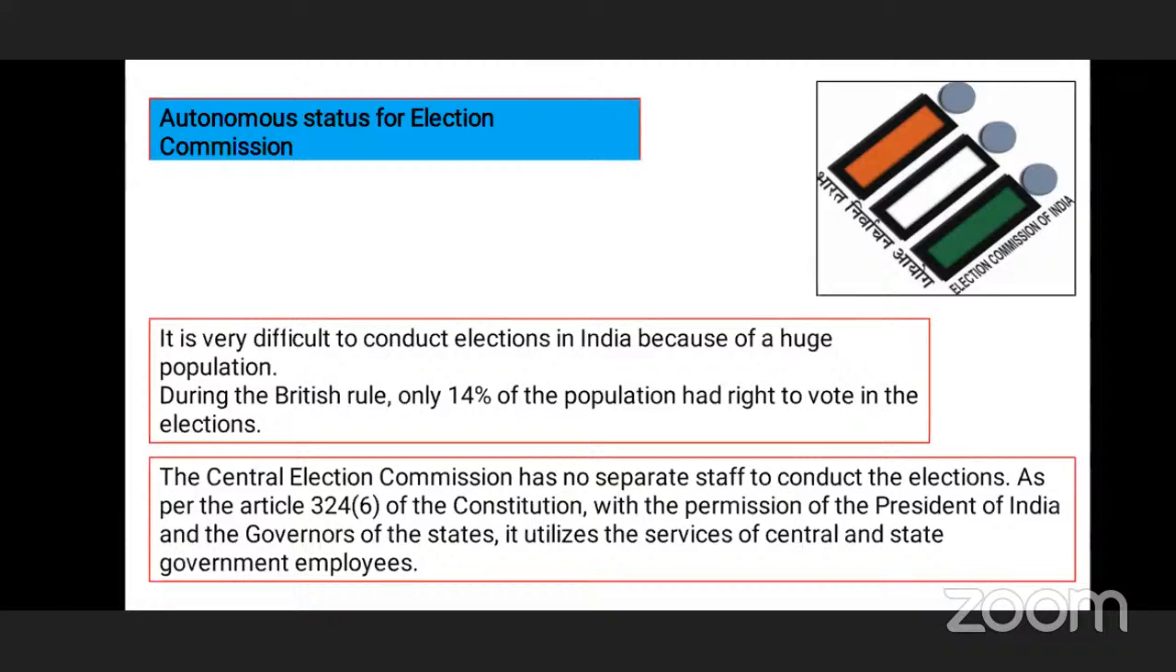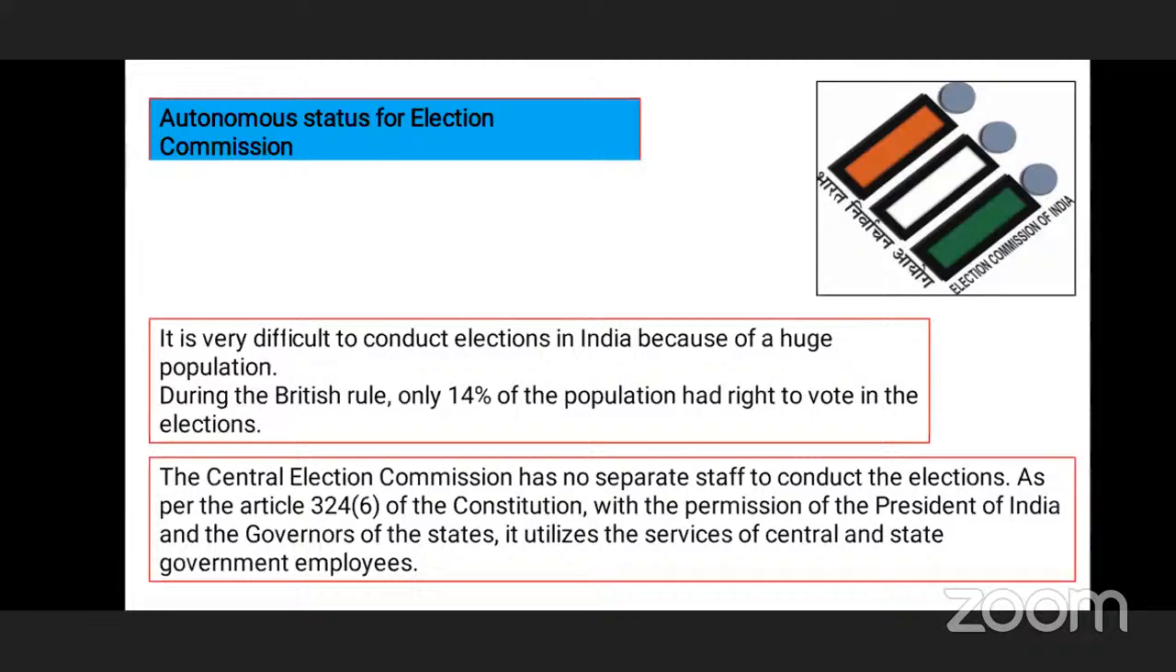After the Election Commission was established, we are conducting general elections every 5 years, from 1952 onwards. In this regard, during the British rule, only 14% of the voters voted in the British period.